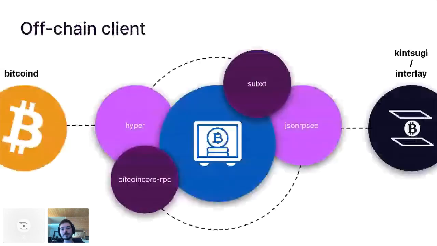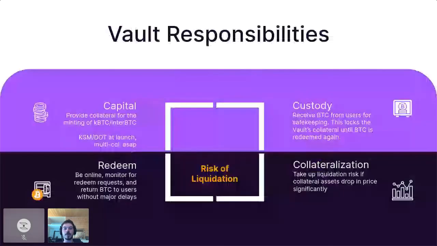So here's a diagram. The vault uses subxt to communicate with the parachain and communicates directly with the Bitcoin daemon, so a Bitcoin daemon instance running on the same machine as the vault, or at least communicates through Bitcoin Core RPC, through the RPC connection. And so if you want to run a vault, what are the responsibilities of the client that you will be running? So there are four main ones.